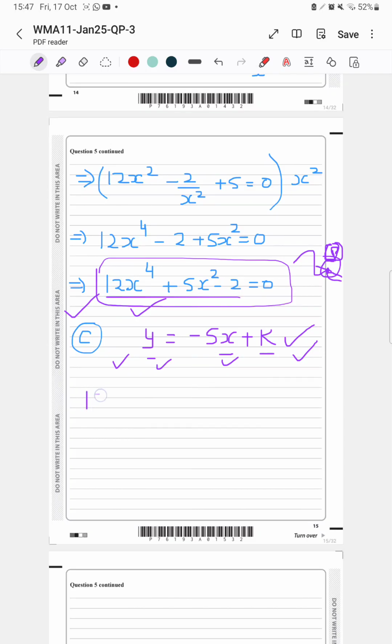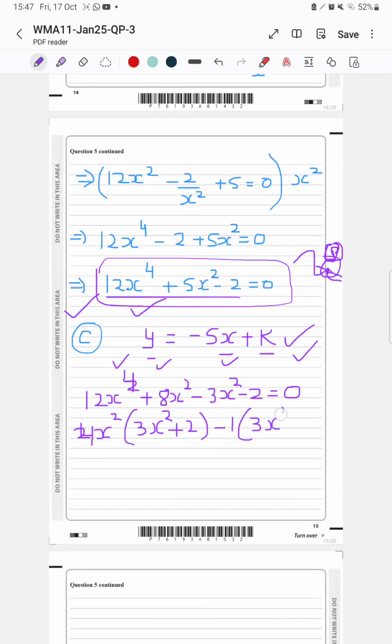So this is 12x squared. You can factorize it or you can apply the quadratic formula, whatever. So this is plus 8x squared minus 3x squared minus 2 equal to 0. From here I will say 4, this is power 4 given. So 4x squared minus 1, 3x squared plus 2 equal to 0. So I got one equation as 4x squared minus 1, this is one factor. Another is 3x squared plus 2 equal to 0, another factor.